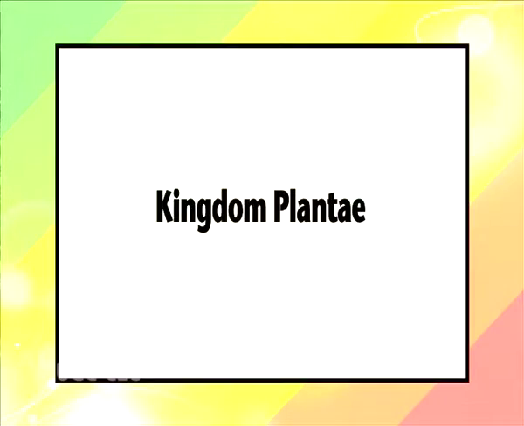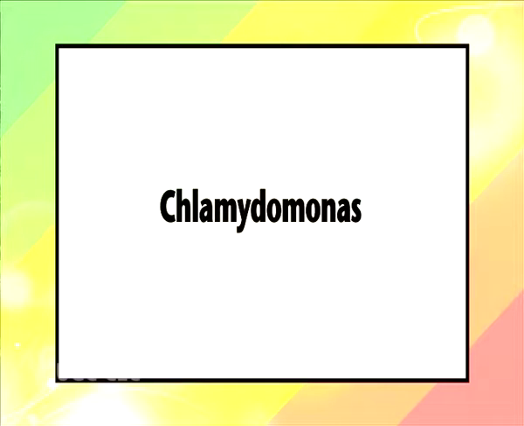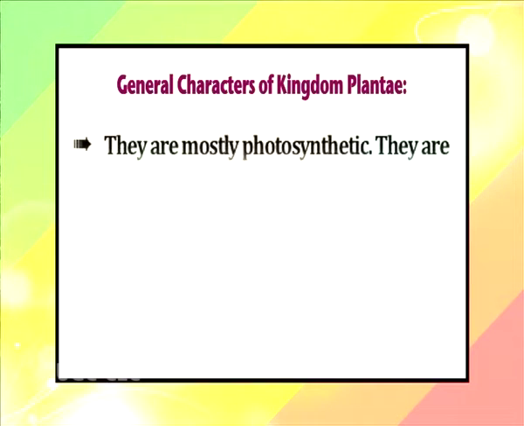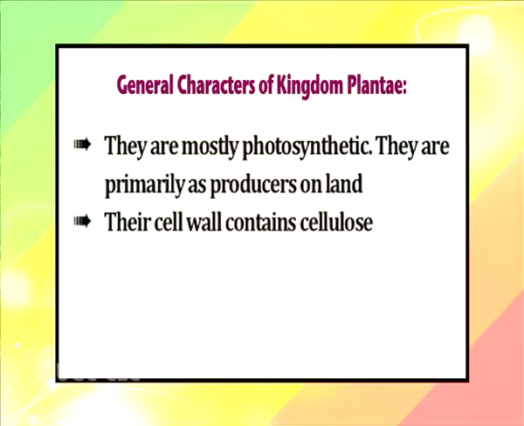Now we shall move on to the fifth kingdom of life, that is kingdom Plantae. The kingdom Plantae are multicellular except a few like Chlamydomonas. They occur in water as well as on land. The general characters are, they are mostly photosynthetic. They are primarily producers on land. The cell wall contains cellulose.